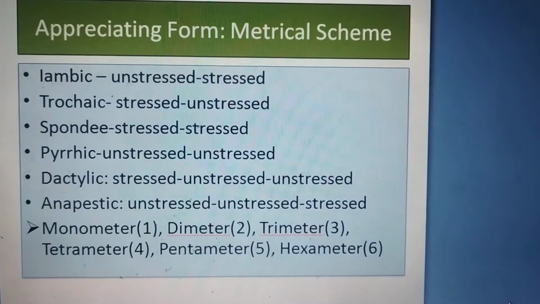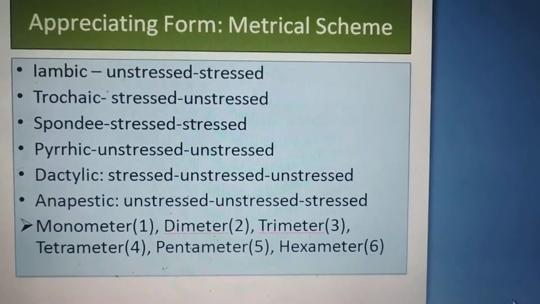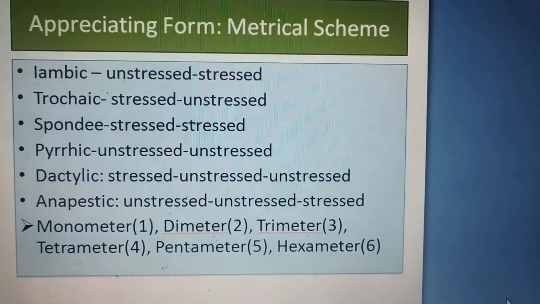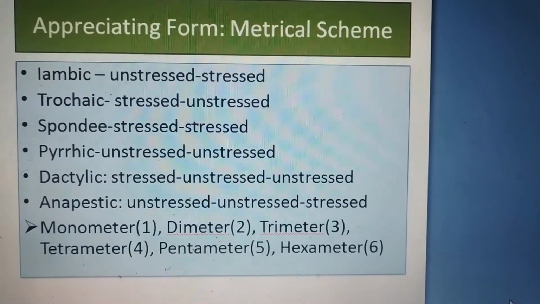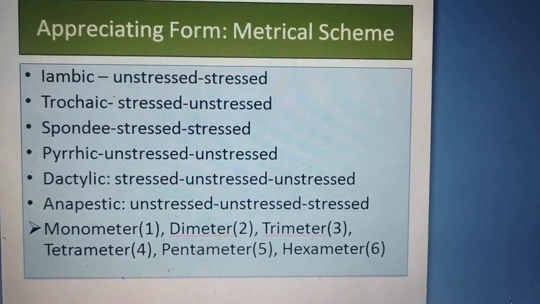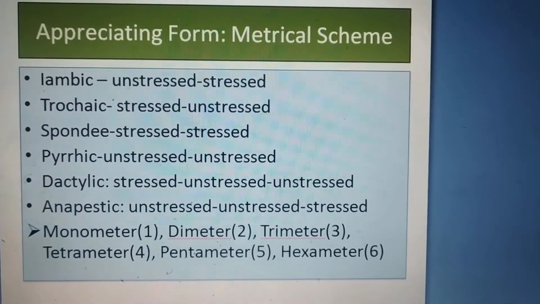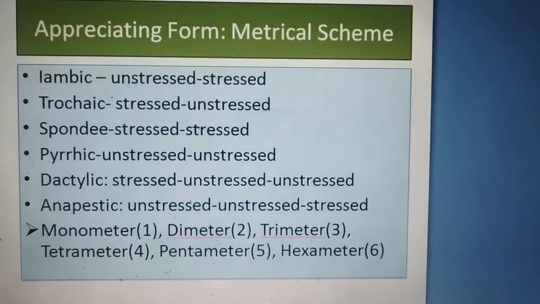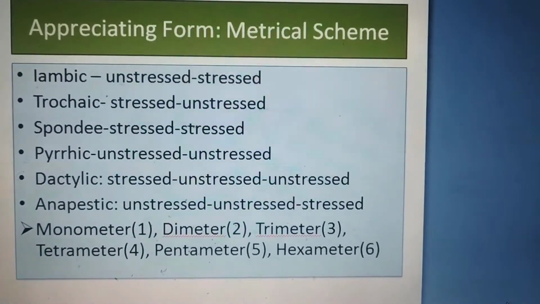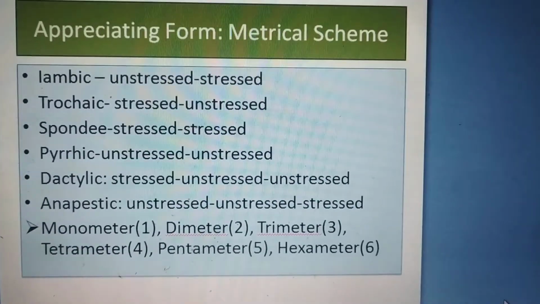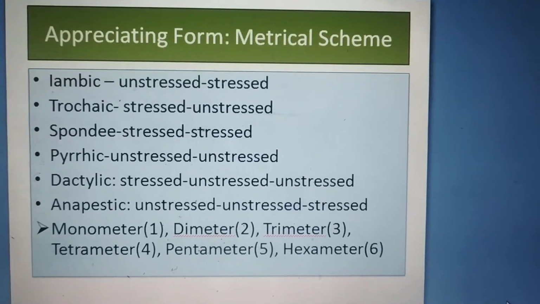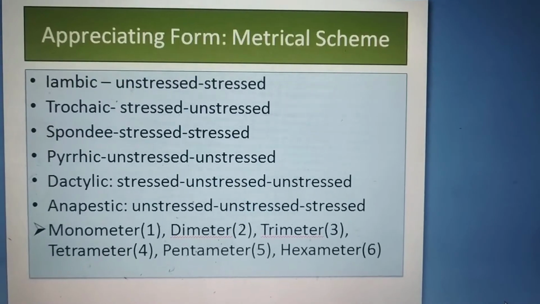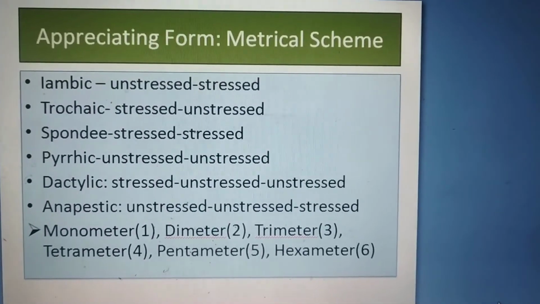And lastly, we appreciate the metrical scheme of a poem, in which we try to find out which syllable is stressed and which syllable is unstressed, and how there is a pattern of stressed and unstressed syllables forming feet. The popular feet are iambic, in which the first syllable is unstressed and the second syllable is stressed. We have trochaic, where the first syllable is stressed and the second syllable is unstressed.